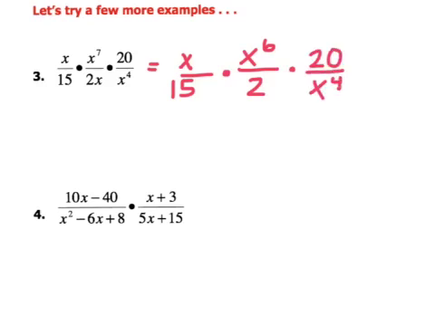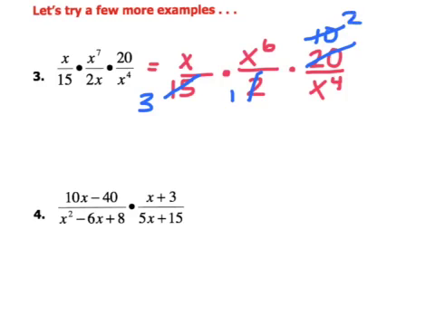Now, again, you can cross-reduce. So you can reduce anything in any of your numerators with anything in your denominators. So I'm going to reduce some numbers here. I'm going to reduce the 2 and the 20. So 2 would become a 1, the 20 would become a 10. I can even reduce the 10 with the 15 in my denominator. So 5 goes into 15 3 times, and 5 goes into 10 twice.